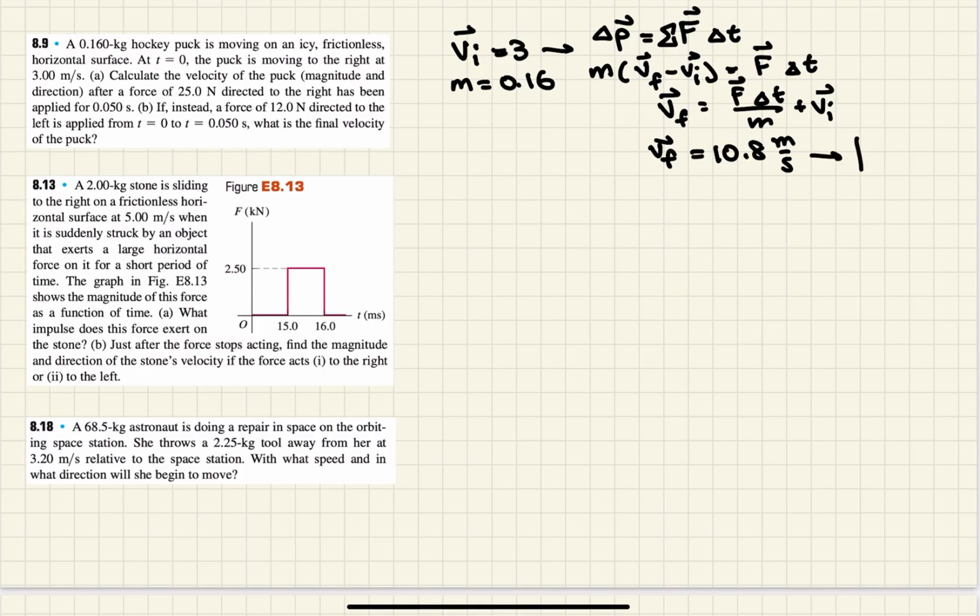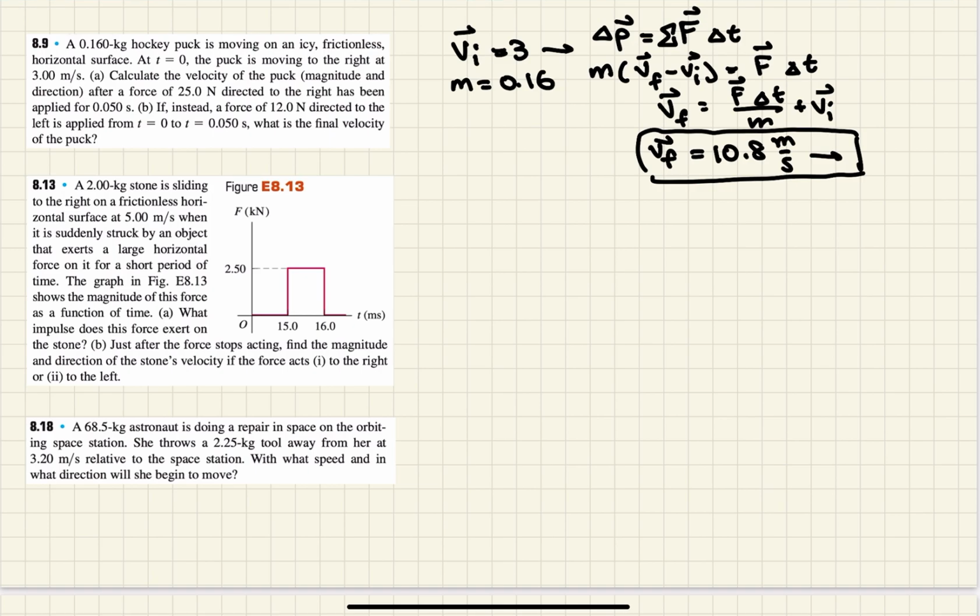And you're going to get 10.8 meters per second to the right. It also asks for the direction, so you just have to denote if it's left or right. Since the initial velocity was to the right and the force was to the right, it would obviously be to the right in the end.